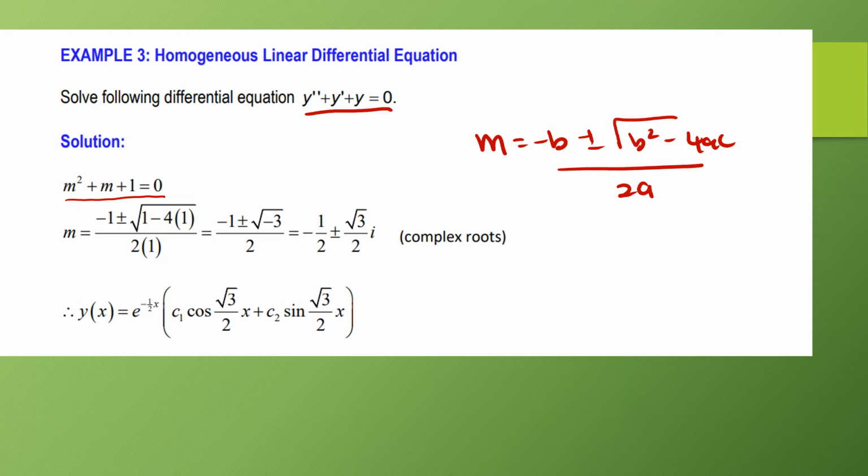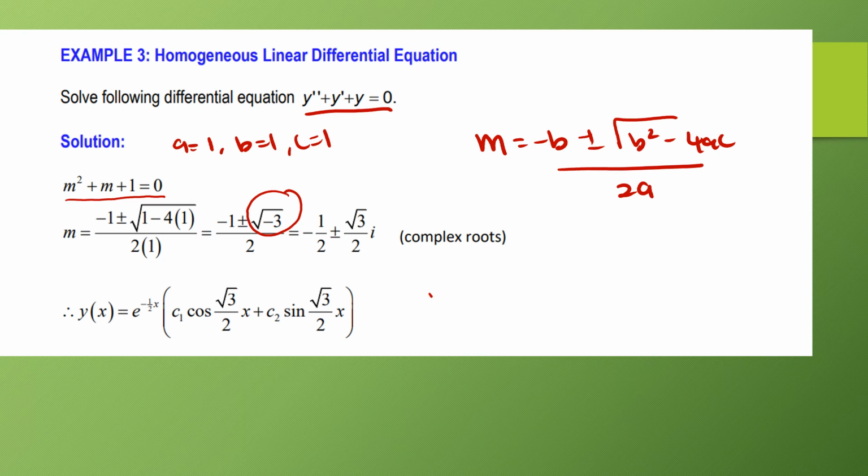Based on this equation, our a here is 1, our b here is 1, and our c is also 1. So therefore, our root m here is negative 1 plus minus square root of 1 minus 4 times 1 over 2 times 1, and it is also equivalent with negative 1 plus minus square root of negative 3 over 2. So our problem here is we have this term, which is the square root of negative 3.